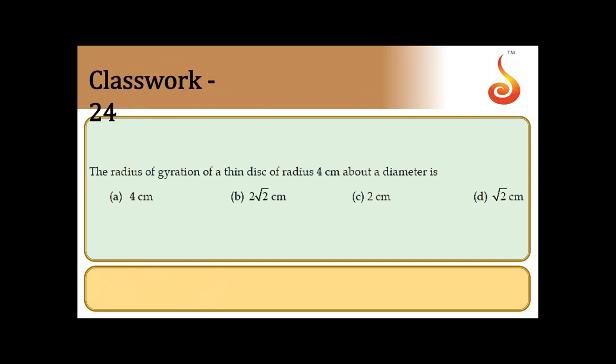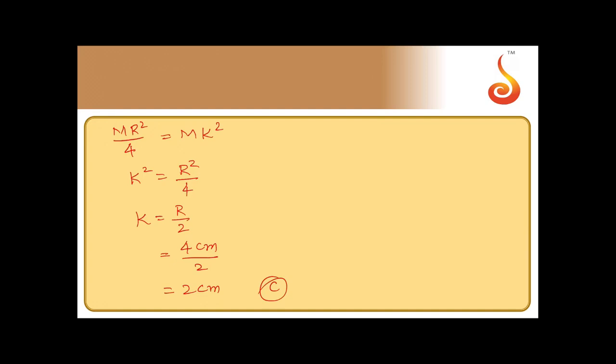So moment of inertia of a disc about a diameter is mr square by 4. So that should be equal to mk square, where k is radius of gyration. So k square should be equal to r square by 4. K should be equal to r by 2. So r is given, it is 4 cm divided by 2, that is equal to 2 cm. That should be option C.